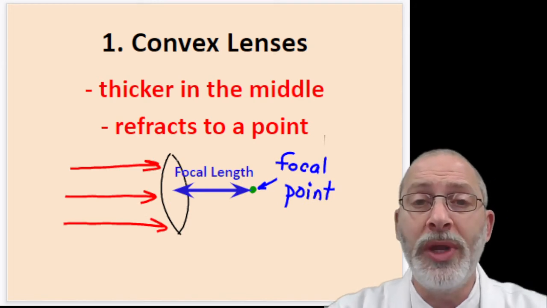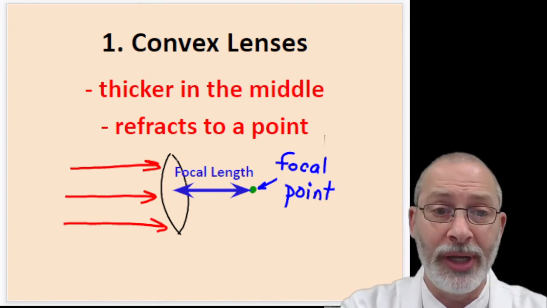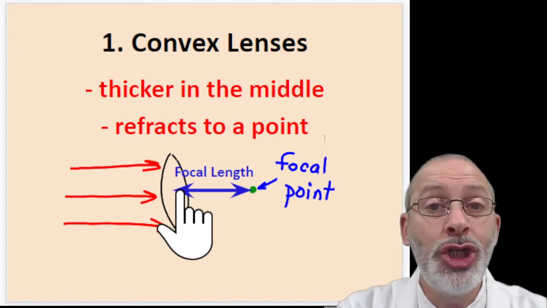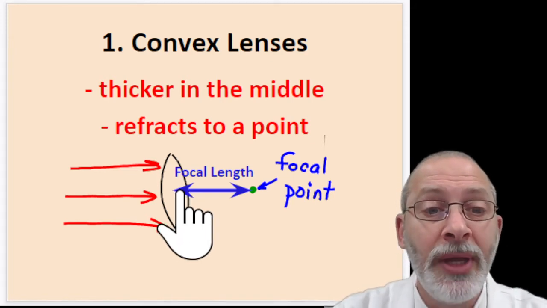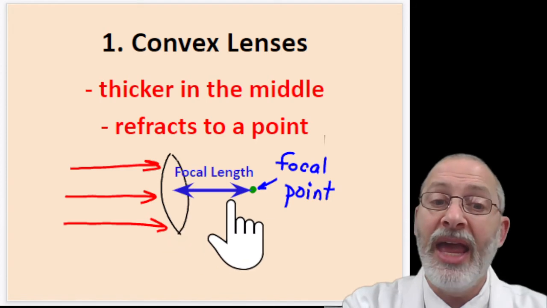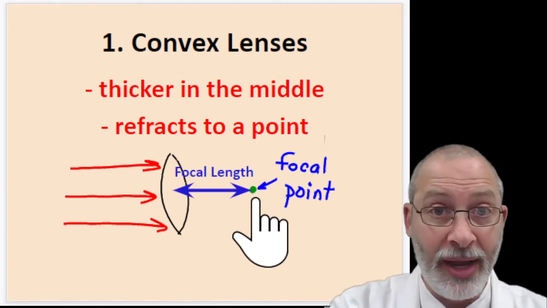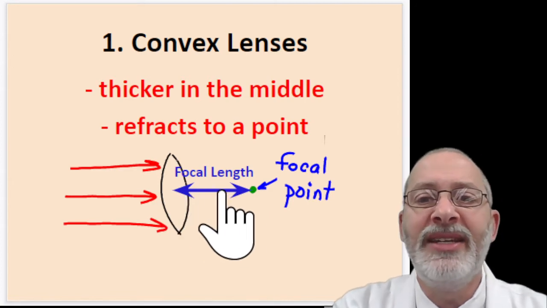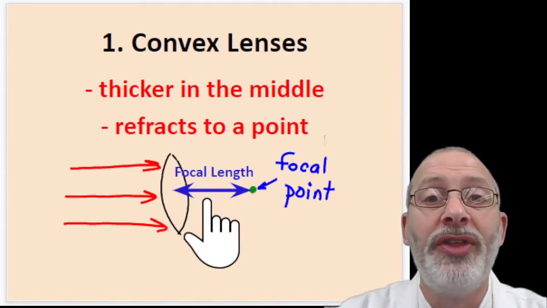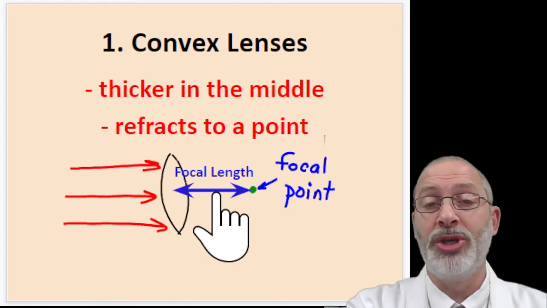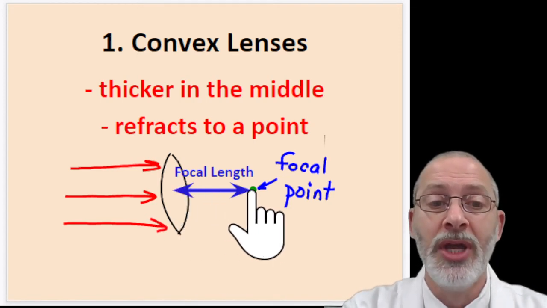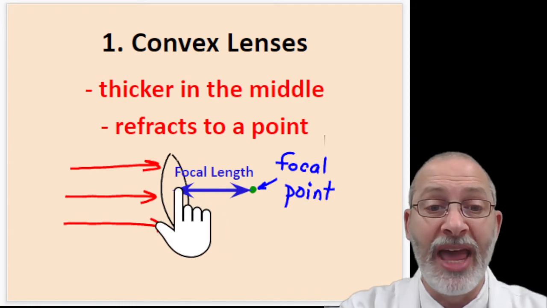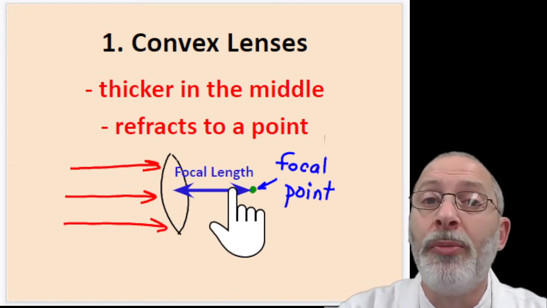And one of the things we will be doing in the laboratory with different convex lenses is measuring the distance between the lens and that focal point. And I'll show you how we're going to do that using light. That distance is called the focal length. So be sure to copy this in your notes. The focal length is the distance between the lens and the focal point.